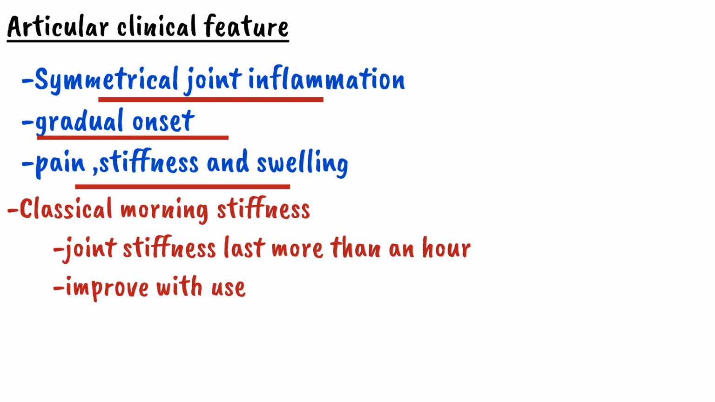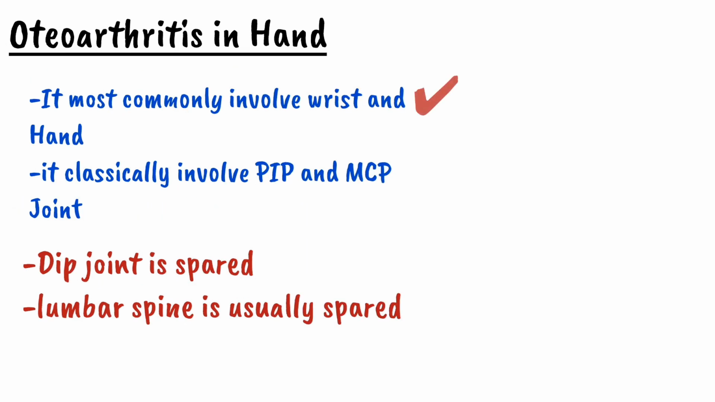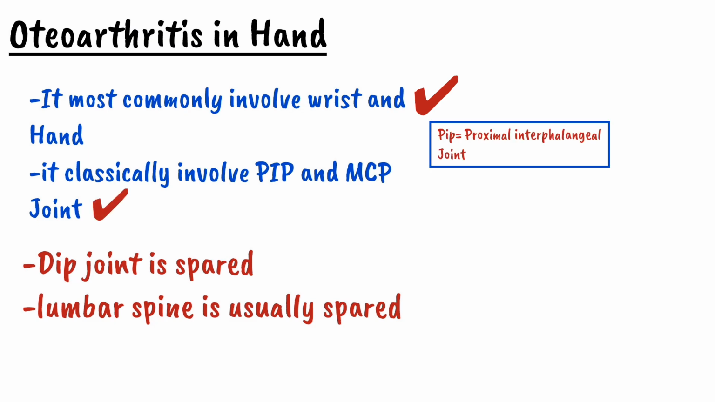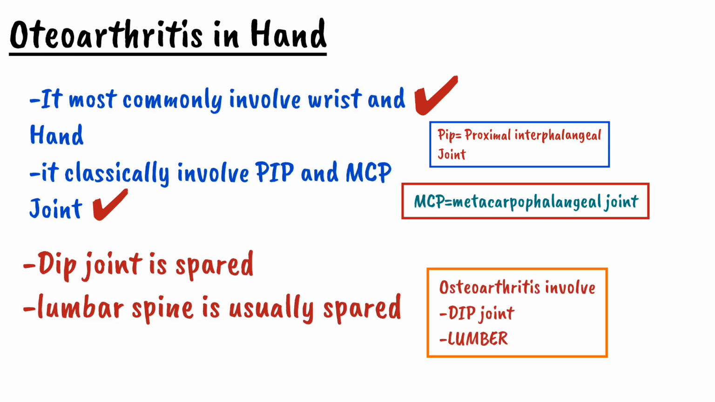The classical presentation of rheumatoid arthritis is morning stiffness which lasts more than an hour and improves with use. It most commonly involves the wrist and hand joints. In the hand, it involves the PIP, the proximal interphalangeal joint, and the MCP, the metacarpophalangeal joint. Remember that the DIP joint and the lumbar spine are spared in rheumatoid arthritis. This is in contrast with osteoarthritis, which involves both the DIP joint and the lumbar spine.